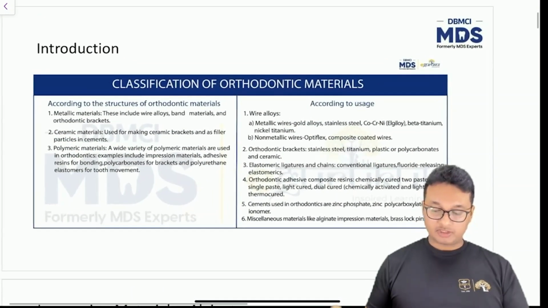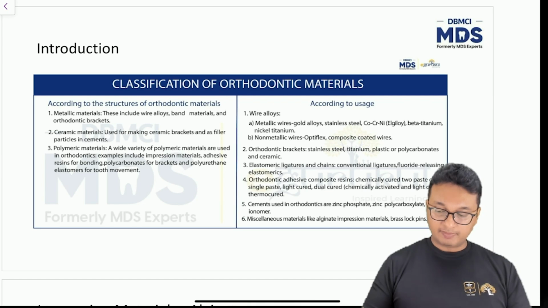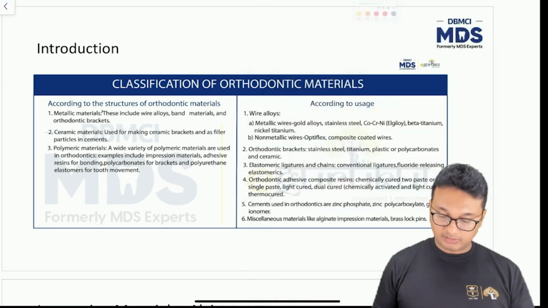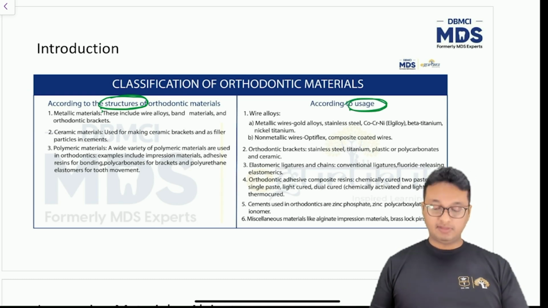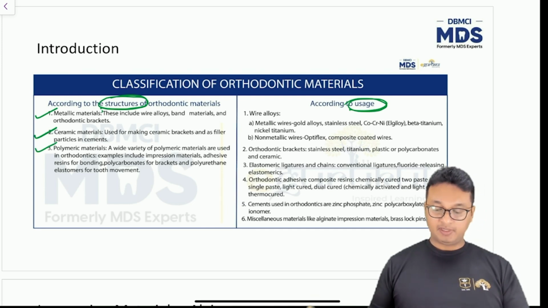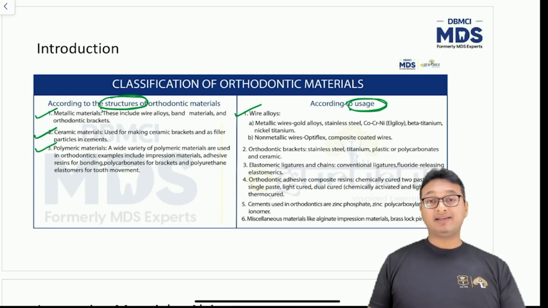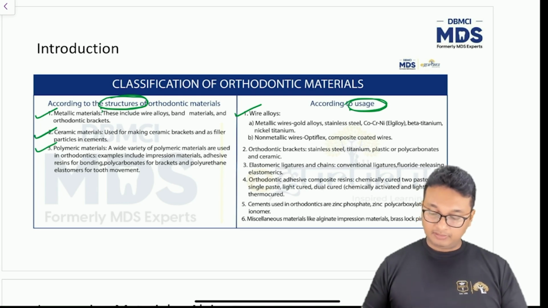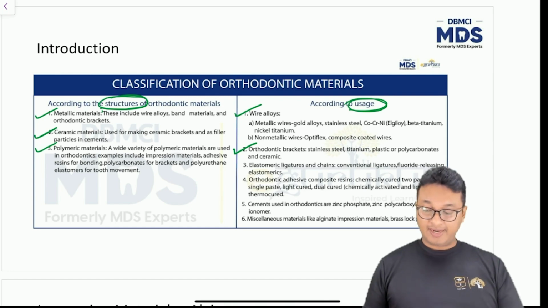So coming to the introduction, as I said, we have got a plethora of orthodontic materials in use. How to classify them? The first and foremost method of classification is according to the structures of orthodontic materials and according to the usage of orthodontic materials. Now, according to structures, we have got metallic materials, ceramic materials, and polymeric materials. And according to the usage, we have got wire alloys, which can be metallic wires, non-metallic wires. Then we have got orthodontic brackets, which can be made of stainless steel, titanium, plastic or polycarbonate, and ceramic brackets.